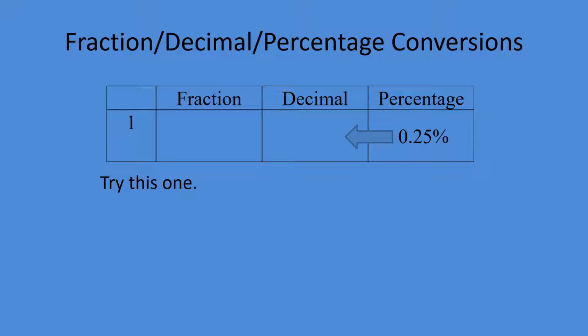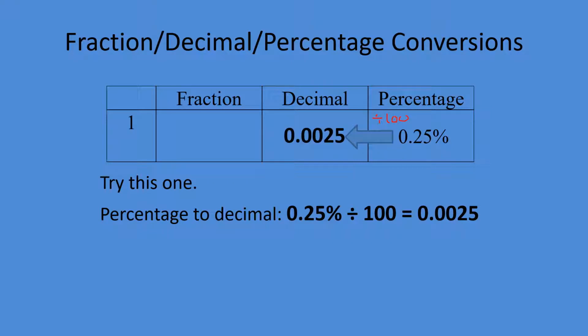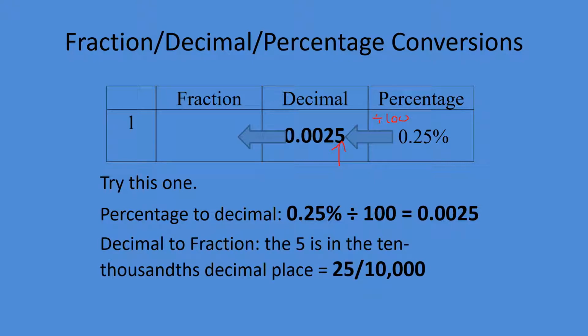All right, 0.125. Let's divide by 100. What do you get? 0.0025. Decimal place for the 5. Tens, hundreds, thousands, 10,000s. 25 over 10,000. Easy enough, right? Feeling more confident? Yeah. So with a lot of practice, you guys will start recognizing these types of problems.